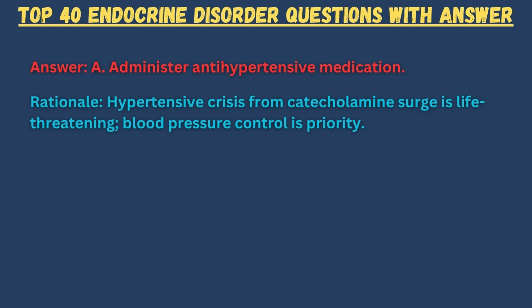Answer. A. Administer antihypertensive medication. Rationale. Hypertensive crisis from catecholamine surge is life-threatening. Blood pressure control is the priority.